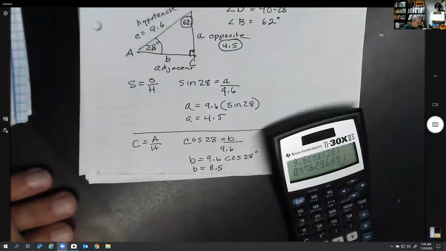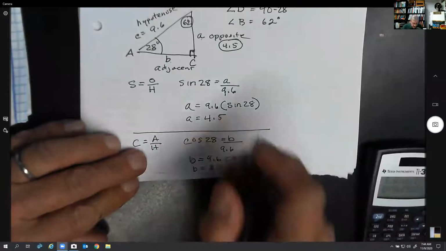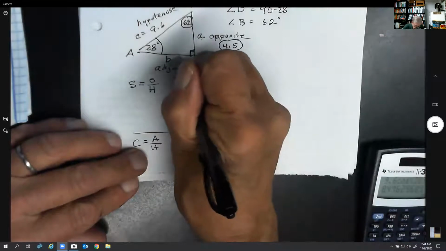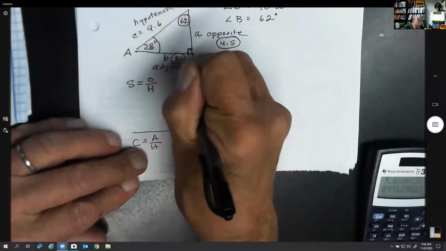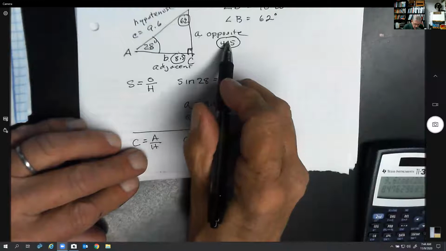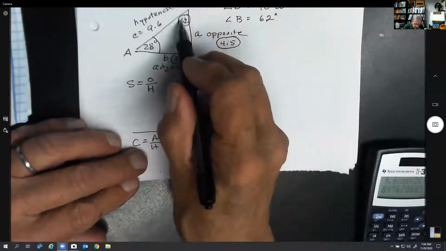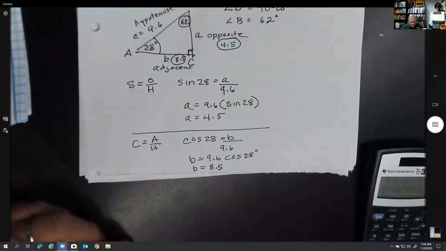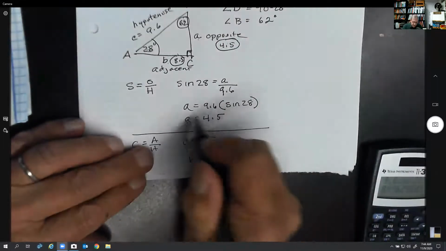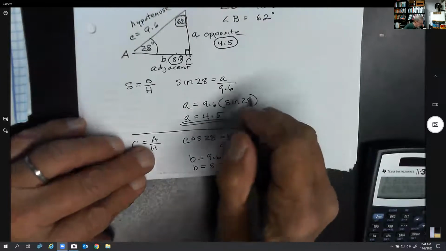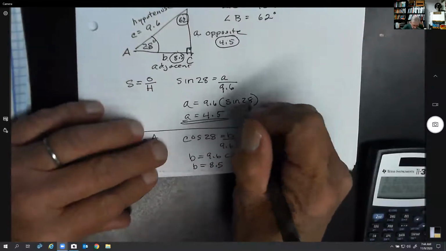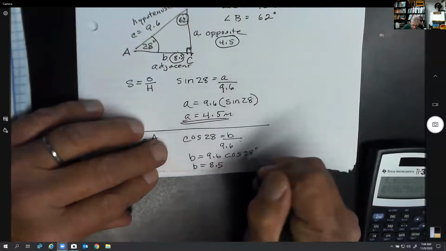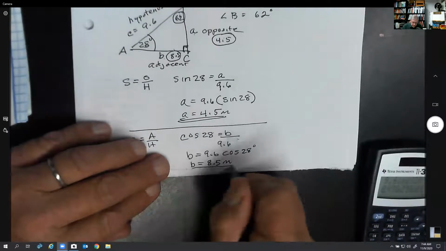And there we have it. So we found side A, side B. Let's put this in here. So we know side A, side B, we know angle B. We found three missing things: angle B, side A, and of course we probably should put in the measurements, whatever they are. In this case, it was, I didn't read, meters, and side B.